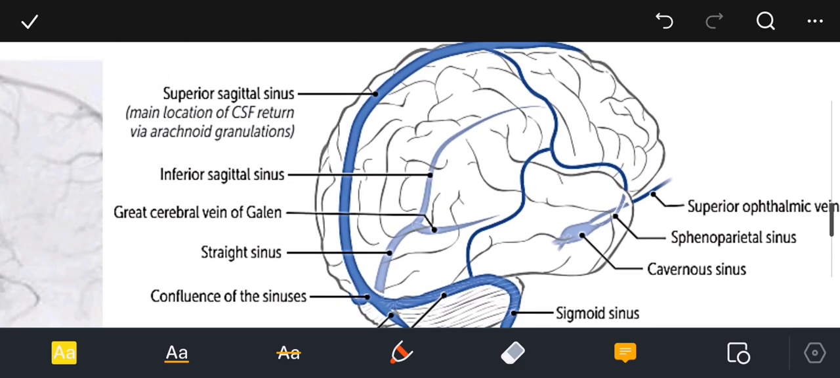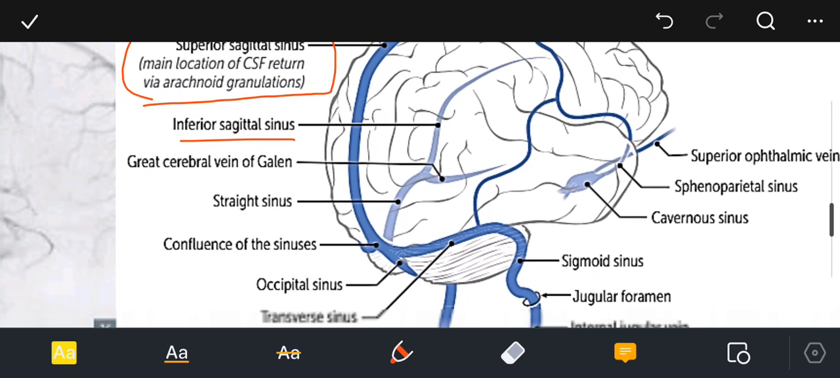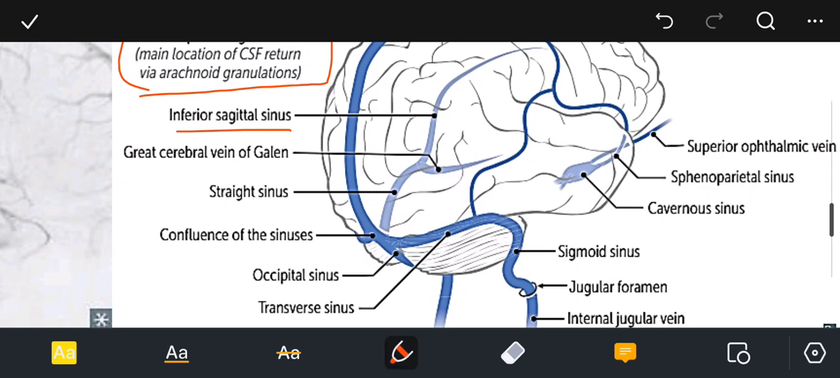So here you can see that these are the sinuses. The biggest sinus is the superior sagittal sinus, the main location for the CSF returned by the arachnoid granulation. Then there is an inferior sagittal sinus. Then another thing is the great cerebral vein of Galen, which is draining the parenchyma of the brain. The straight sinus is connecting the inferior sagittal sinus and the great cerebral vein of Galen to the superior sagittal sinus. Then there is a transverse sinus, occipital sinus.